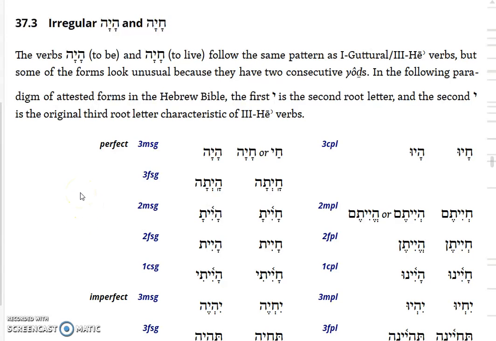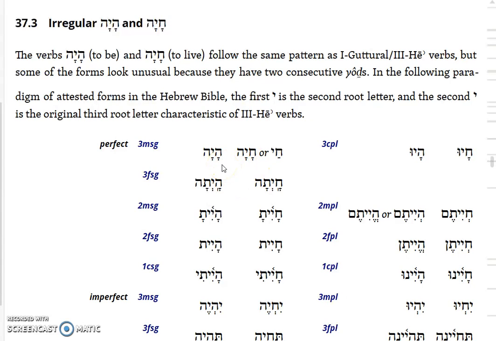Section 3 is going to bring up two very common words, haya, which has to do with being, to be, and haya with a het, meaning to live. And it tends to follow its own pattern to some degree. In a sense, this is triply weak because you have a first guttural, a middle vav or yod, and a third hey. So he just gives you the paradigm of how it works.